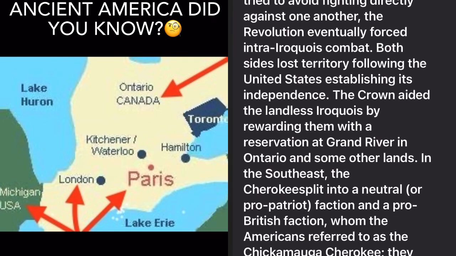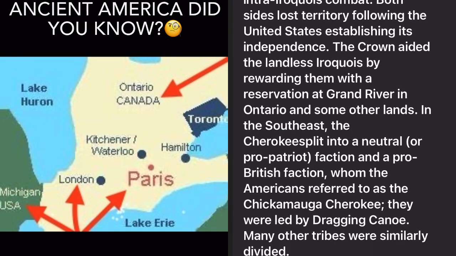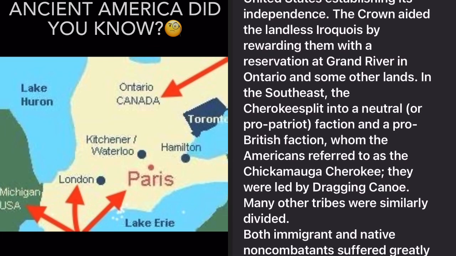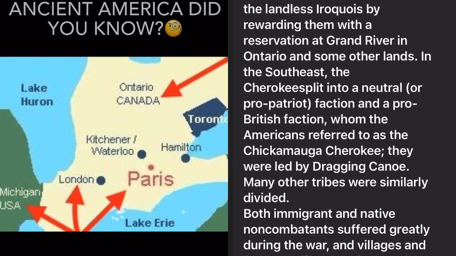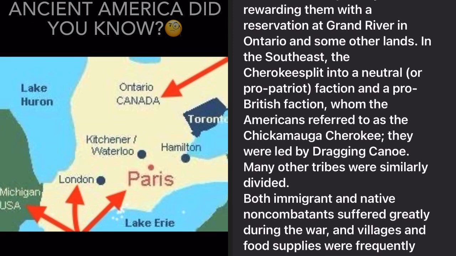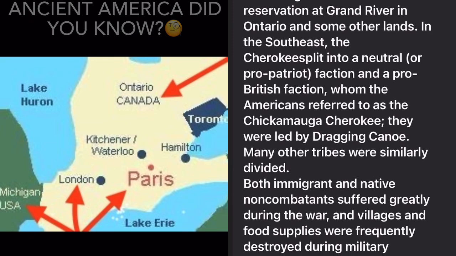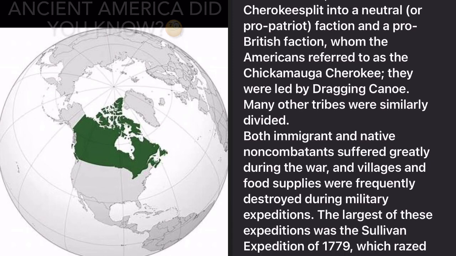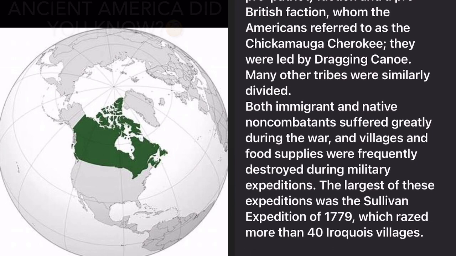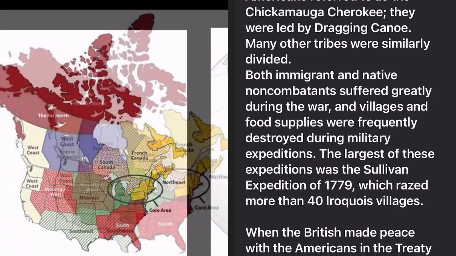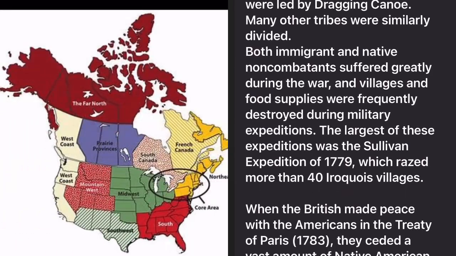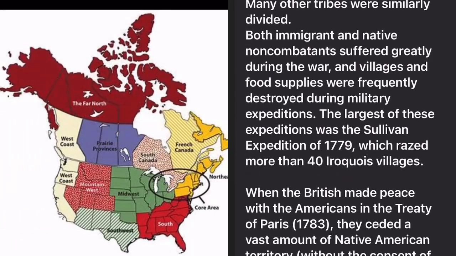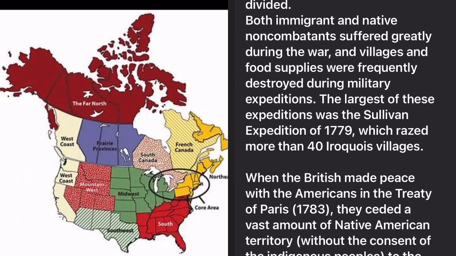Both sides lost territory following the United States establishing its independence. The Crown aided the landless Iroquois by rewarding them with a reservation at Grand River in Ontario and some other lands. In the southeast, the Cherokee split into a neutral, or pro-patriot, faction and a pro-British faction, whom the Americans referred to as the Chickamauga Cherokee. They were led by Dragging Canoe. Many other tribes were similarly divided.